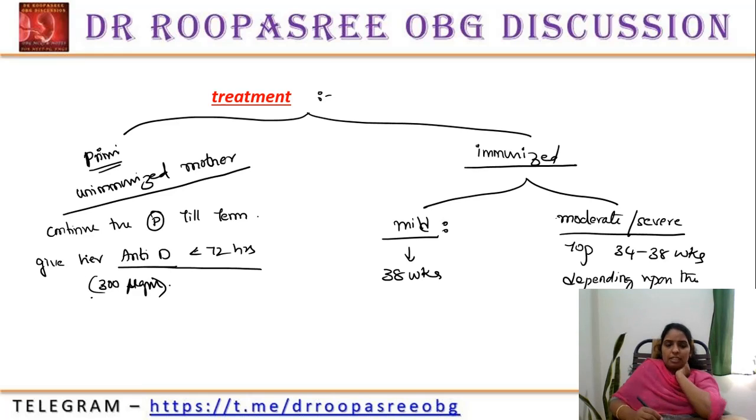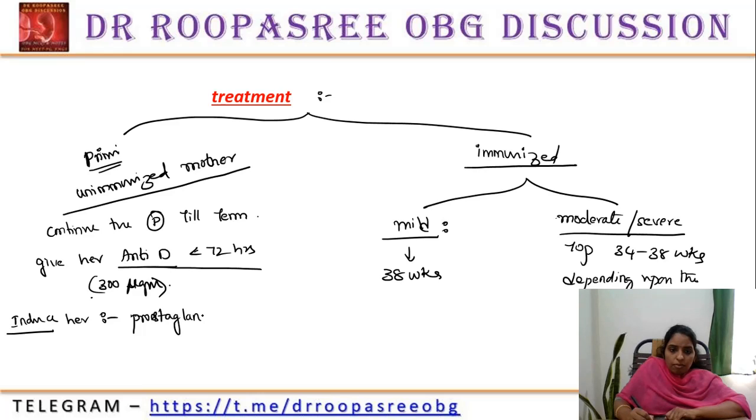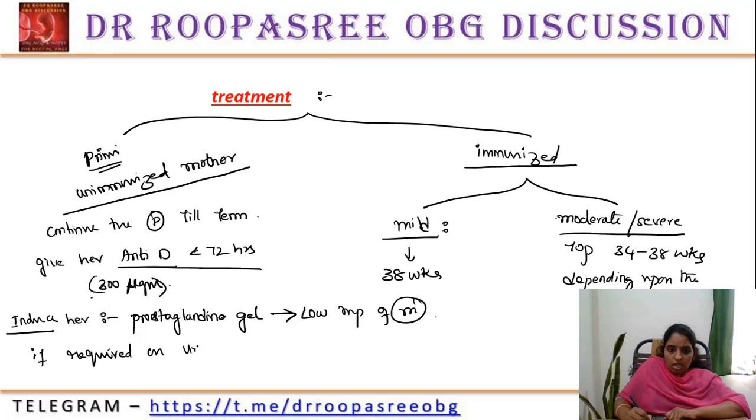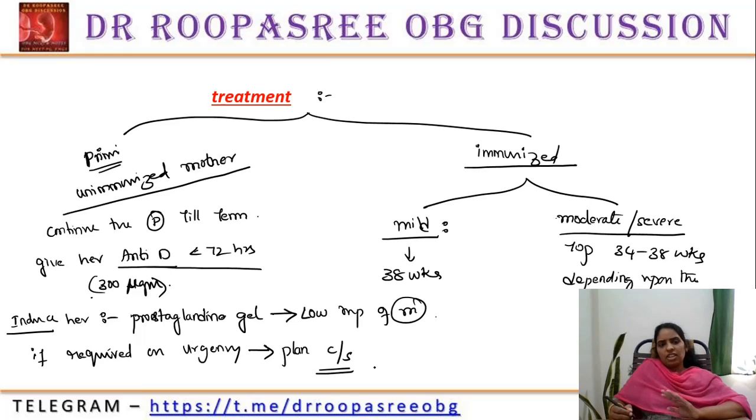Depending upon the condition, terminate the pregnancy. You can induce the patient with prostaglandin gel, followed by low rupture of membranes if required. On urgency, plan cesarean section. If everything is well, patient unimmunized, primary, mild condition, just induce her with prostaglandin gel and the low rupture of membranes can be done. But if any urgency is there, please plan for cesarean section.